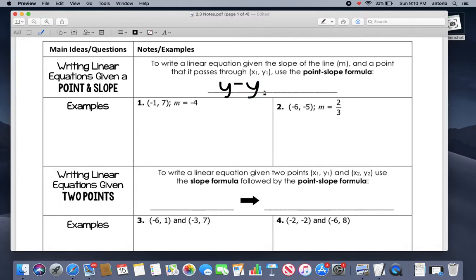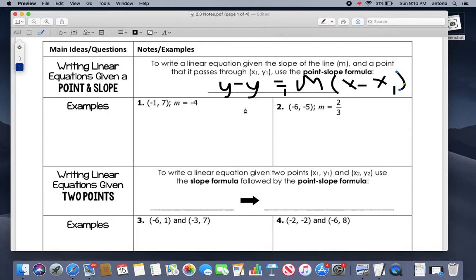here is point-slope form. y minus y1 equals m times x minus x1. Sorry guys, it's a little different from what I've done before. I'm trying to do it right on the computer, so bear with me.